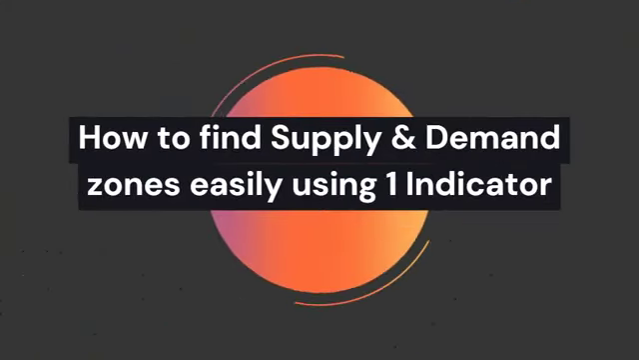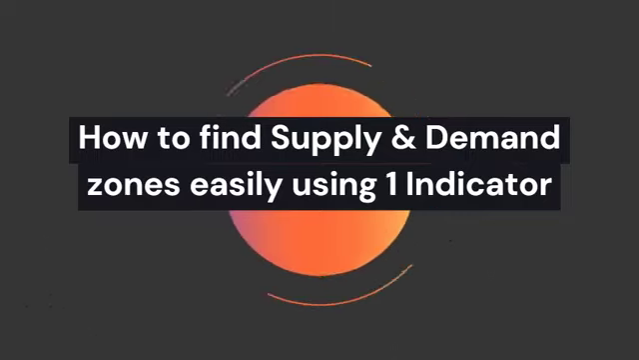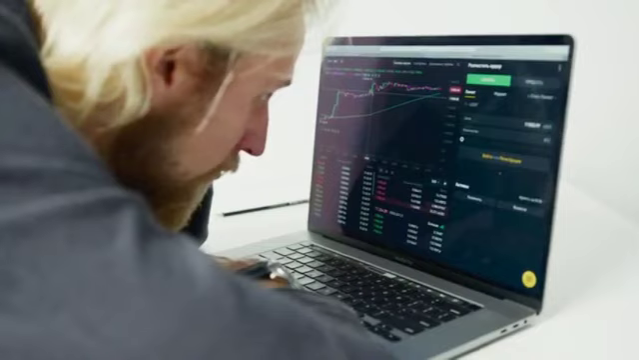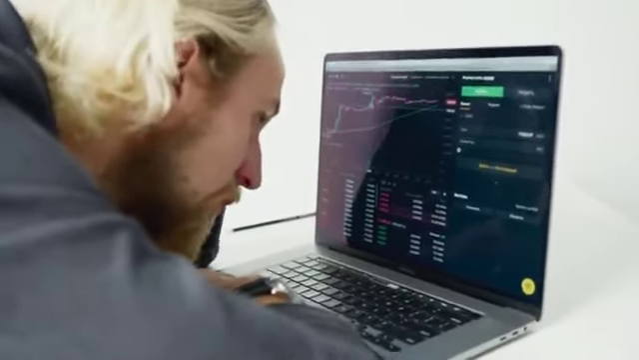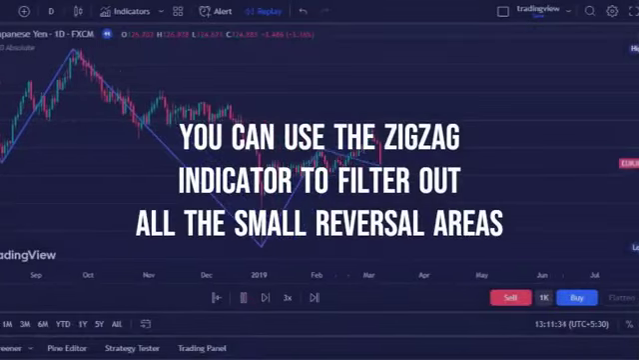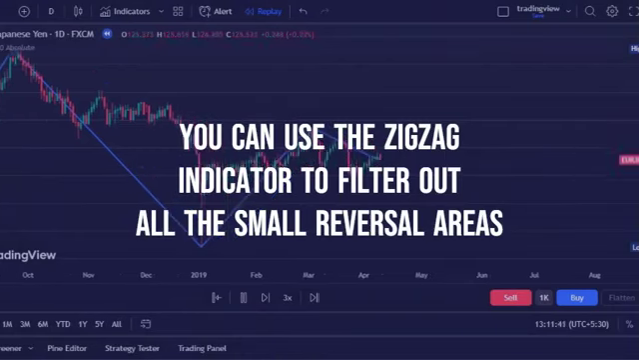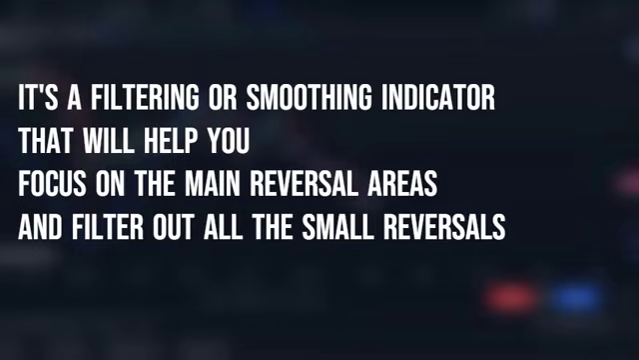Now let's talk about how you can find supply and demand zones even more easily using one indicator. I understand that as a beginner you might get a little confused about how you can find that perfect, correct reversal area. You can use the zigzag indicator to filter out all these small reversal areas, right? So zigzag is a filtering, or you can also say smoothing, indicator that will help you filter out, as I said before, all the small reversals and will help you focus on the main reversal.